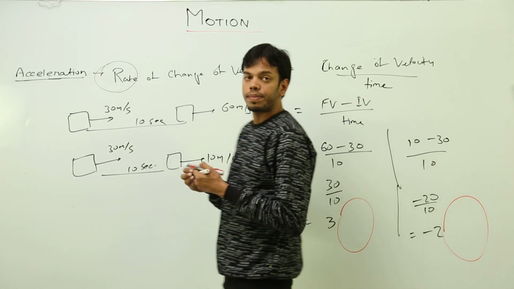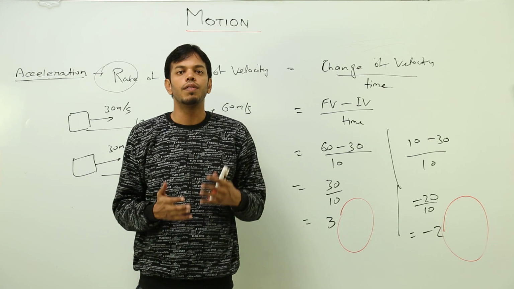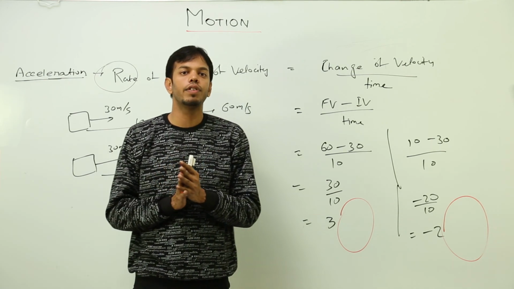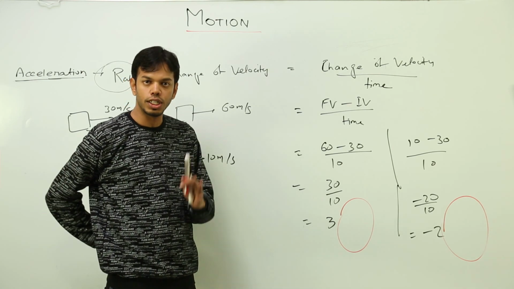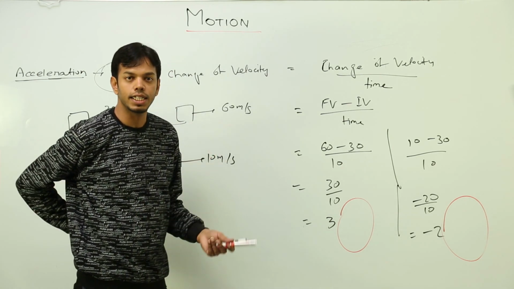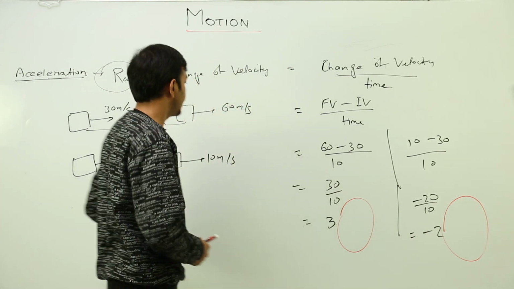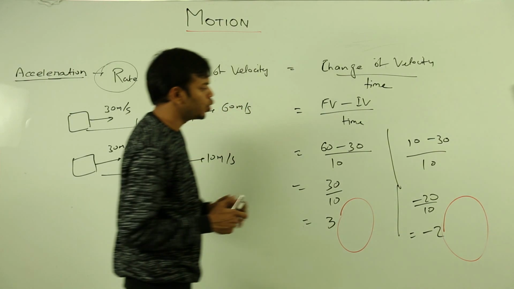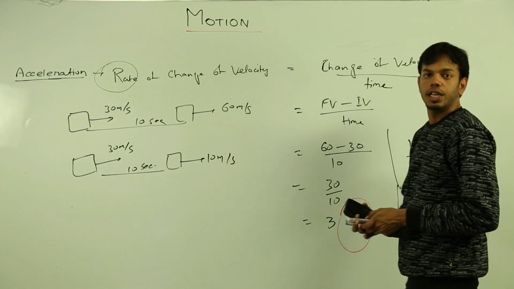First of all, acceleration decides or explains whether there is an increase or decrease in velocity. For example, here the acceleration value is 3 positive. That means the velocity has increased. The negative value represents that velocity has decreased. Number 2, I want you to know what is the basic thing with units.